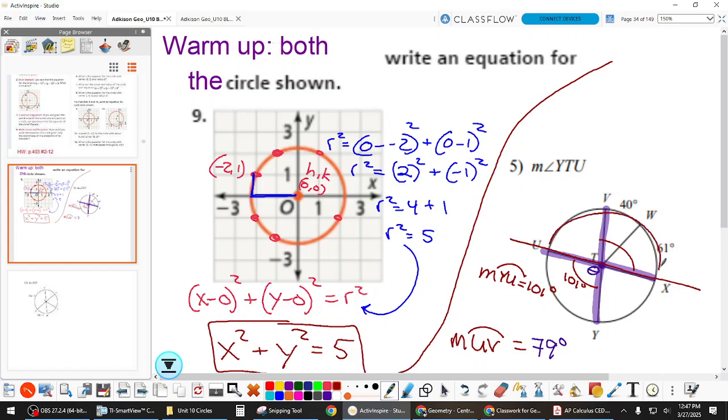this whole arc is 180 degrees. And we know that 61 and 40 are part of that, so we can subtract those and get 79. What about here? Do you remember what kind of angles those two are? So let me put a dot. Those two angles?